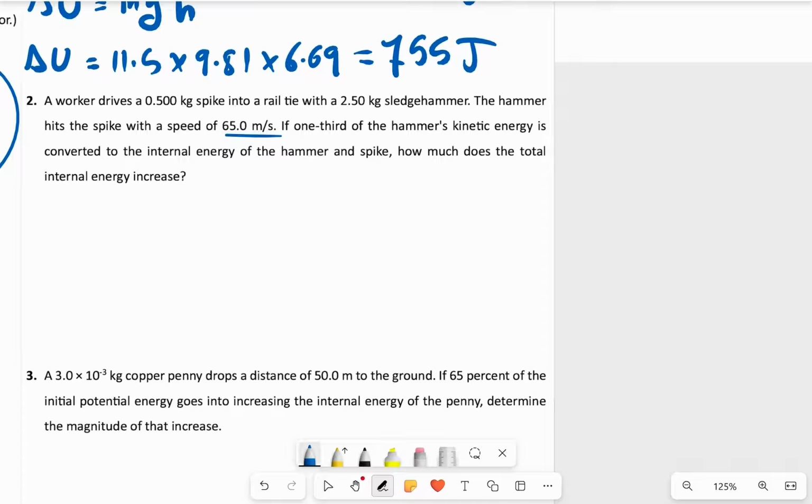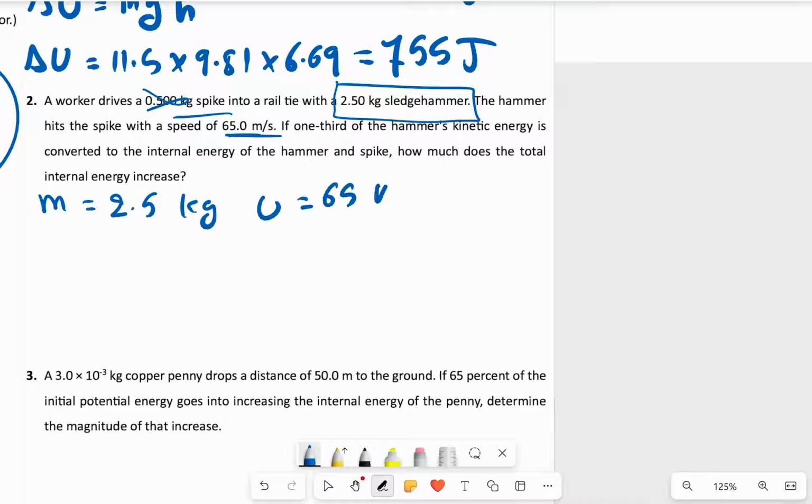Now, guys, careful, it is only the sledgehammer that is moving. The spike is not moving, so we are not going to be using the mass of the spike. We are just going to calculate the mass of the sledgehammer. If you ask why, because it is moving, and here we are trying to use kinetic energy to find internal energy. Now guys, mass is equal to 2.5 kilogram, which is the sledgehammer. You have velocity, meter per second. Velocity is equal to 65 meters per second.